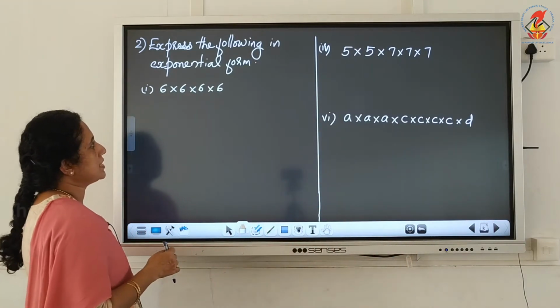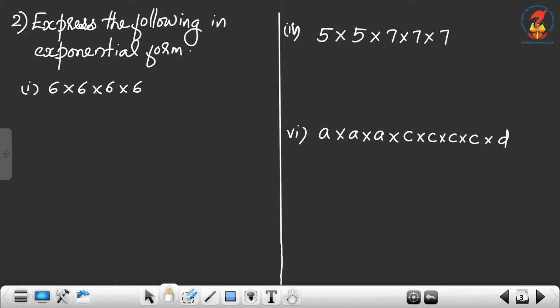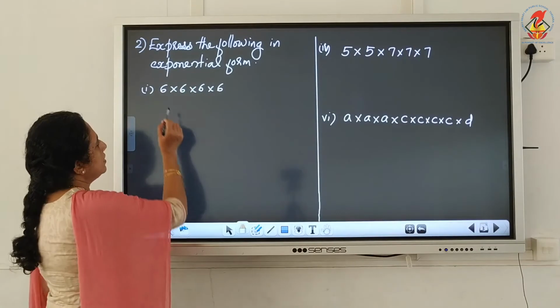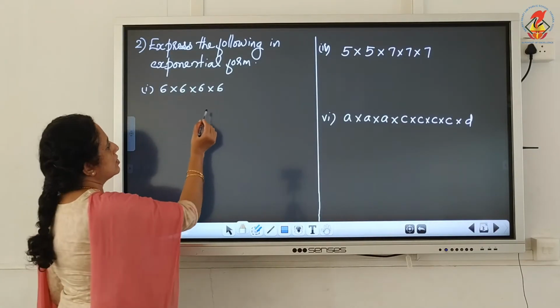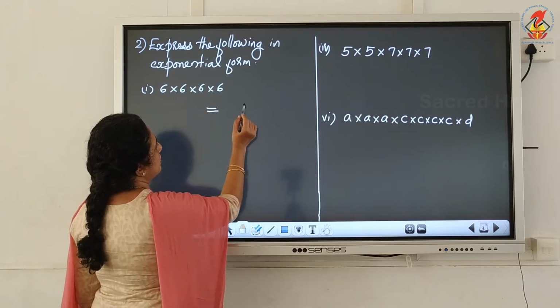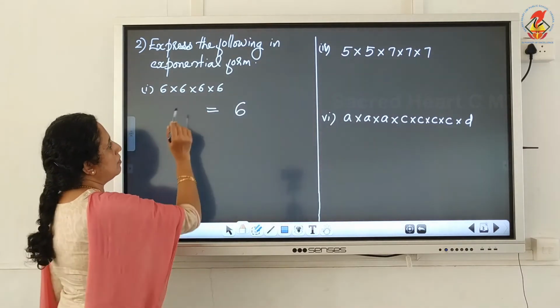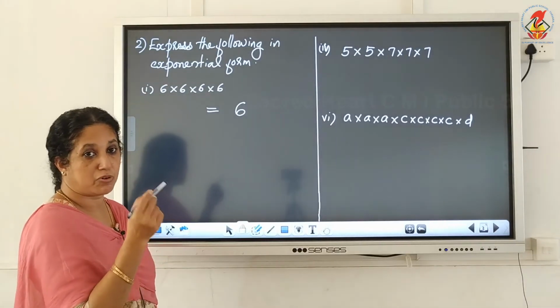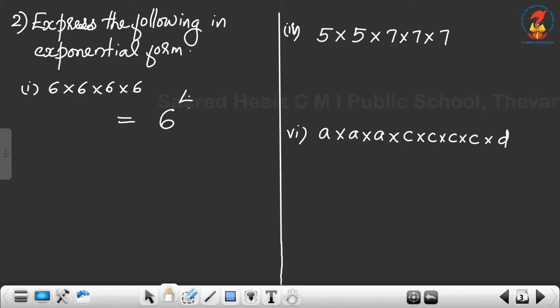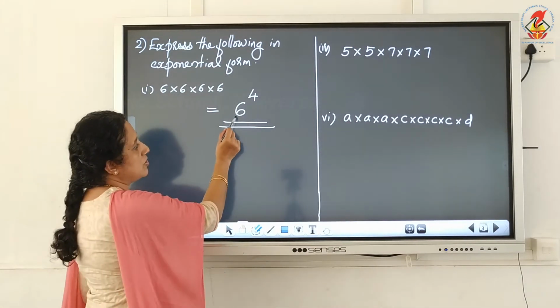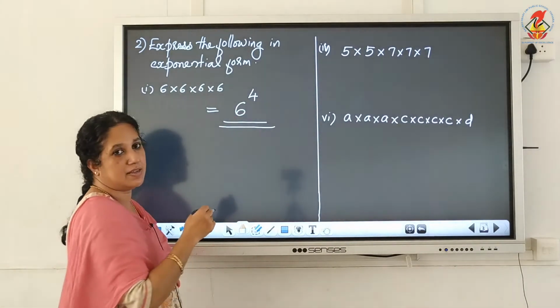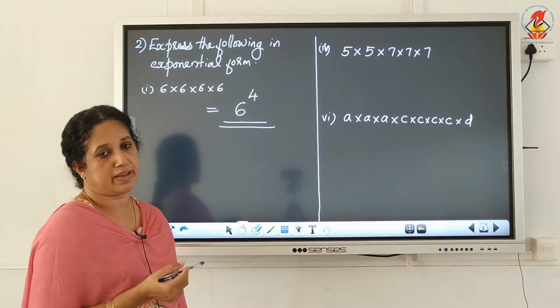Second question. Express the following in exponential form. Now here the number 6 is multiplied by itself 4 times. So which is equal to, first you have to write 6, then how many times it is multiplied by itself? 4 times. So on the right hand side up, write 4. So this is the exponential form, 6 raised to the power 4. 6 is known as the base and 4 is known as the index, power or exponent.